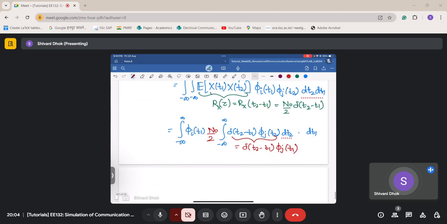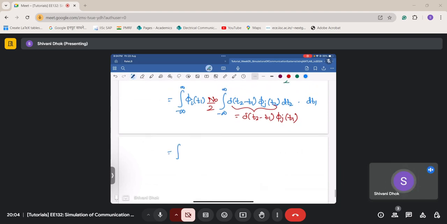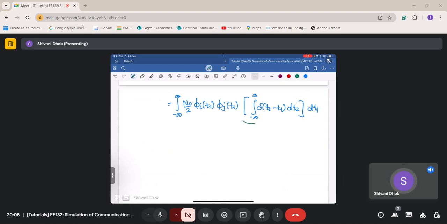So equivalently, now I can write this as integral from minus infinity to infinity of N0 by 2 phi i of t1 into phi j of t1, into integral from minus infinity to infinity of delta of t2 minus t1 dt2, into dt1. And this is simply integration of an impulse, so this thing is equal to 1. So now what we are left with is N0 by 2 integral from minus infinity to infinity of phi i of t1 into phi j of t1 dt1.